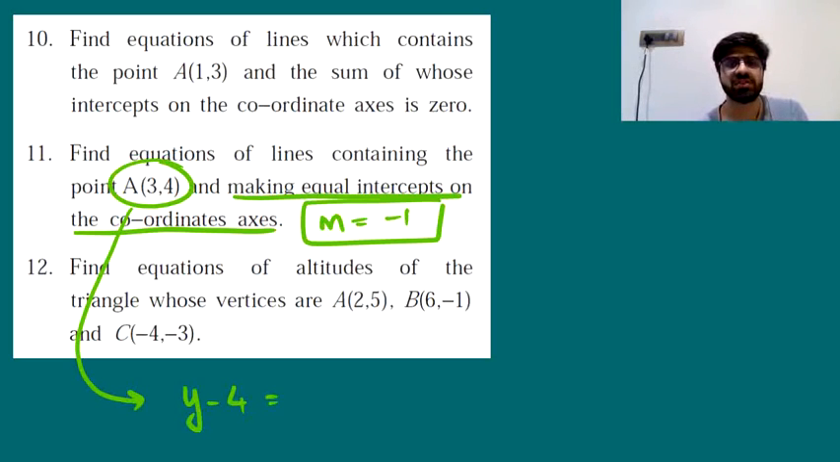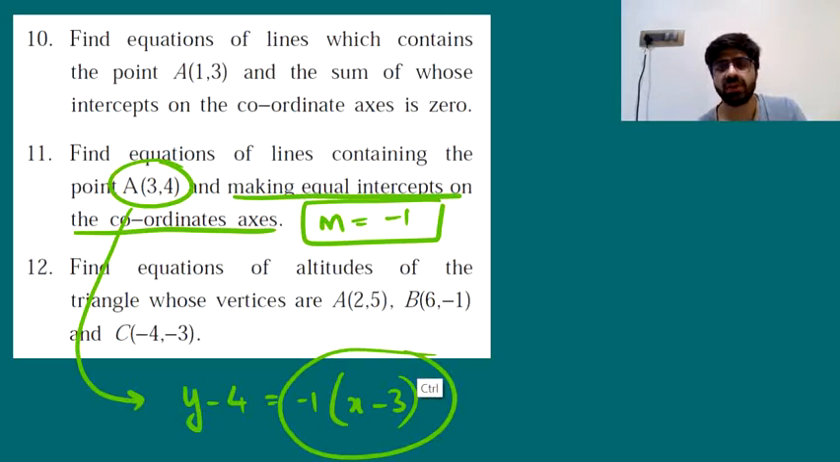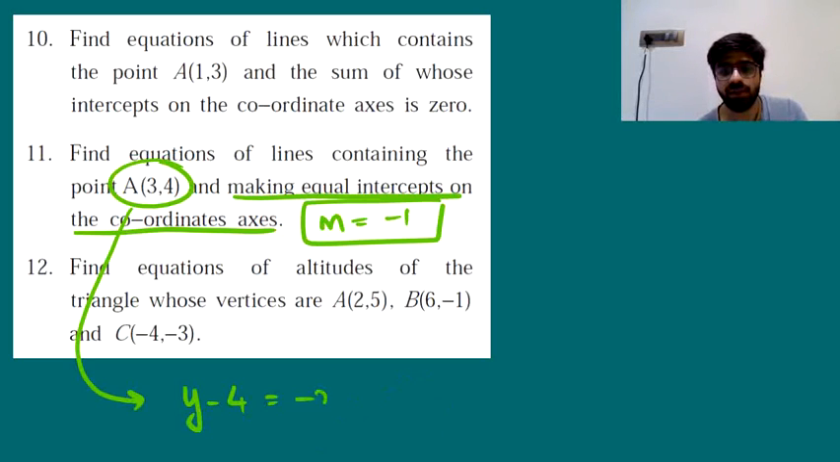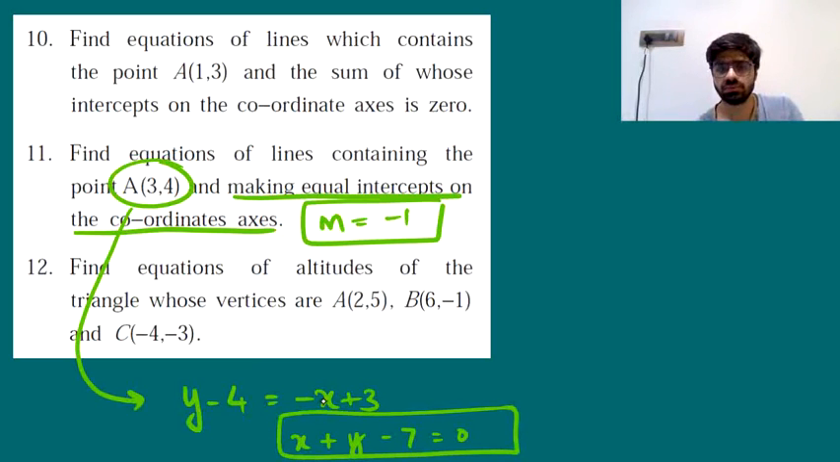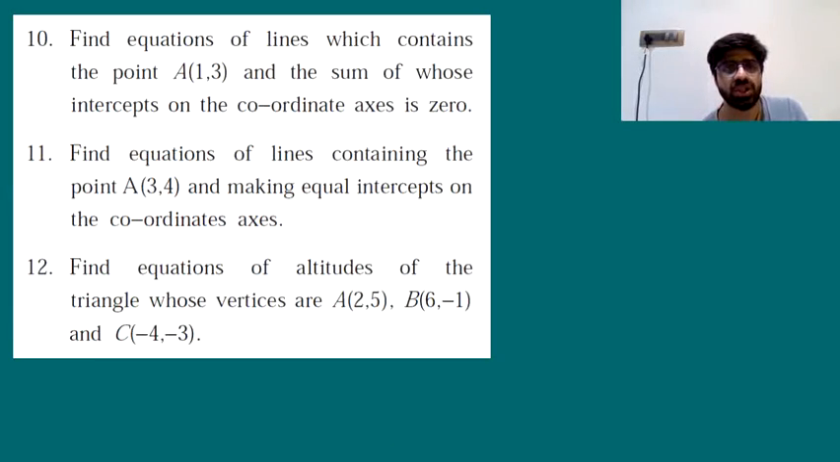y minus y1, that is y minus 4, equal to m, which is minus 1, into x minus x1, which is equal to 3. So on the right, when you expand the bracket, that will be minus x plus 3. Take everything on the left, so you are going to have x plus y minus 4 and minus 3, which is minus 7, equal to 0. And yeah, that's the solution for question number 11. Let's go ahead with question number 12.